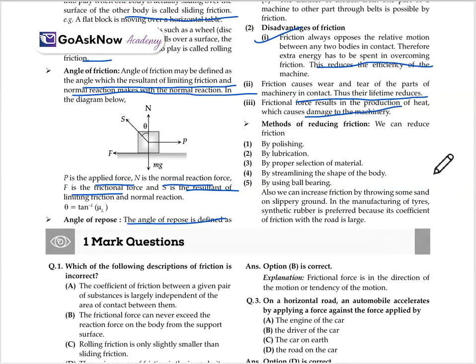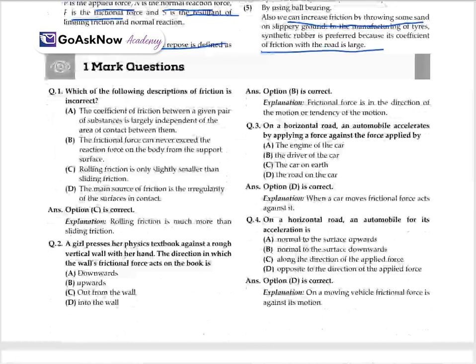Methods of reducing friction are polishing, lubrication, proper selection of materials, streamlining the shape of the body, and using bearings. Also, we can increase friction by throwing some sand on slippery ground. In the manufacturing of tires, synthetic rubber is preferred because its coefficient of friction with the road is large. Now moving to the 1 mark question.